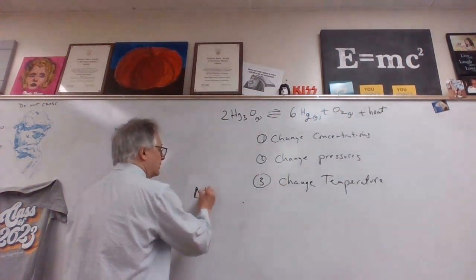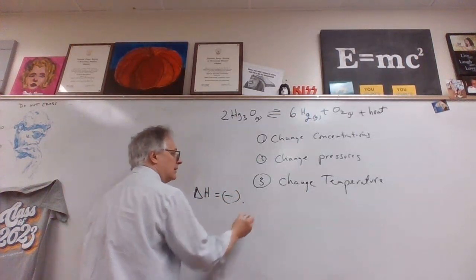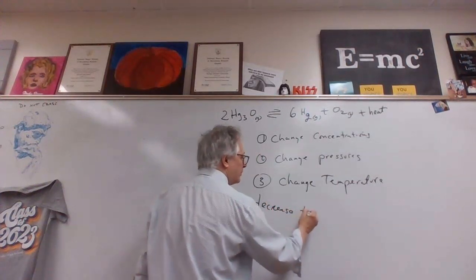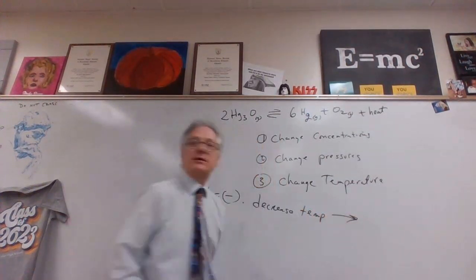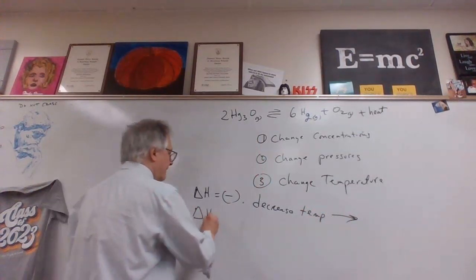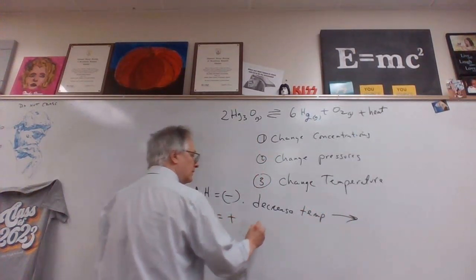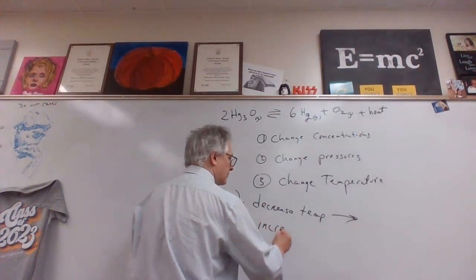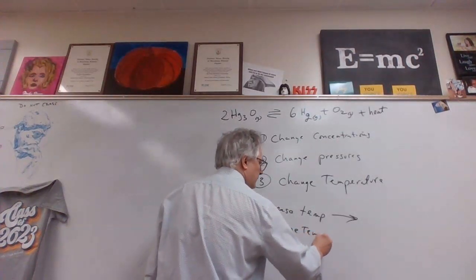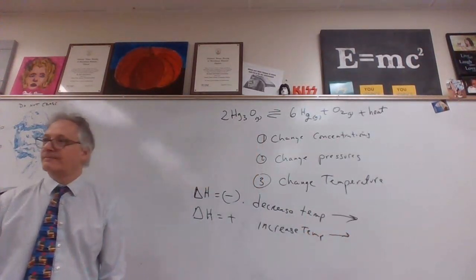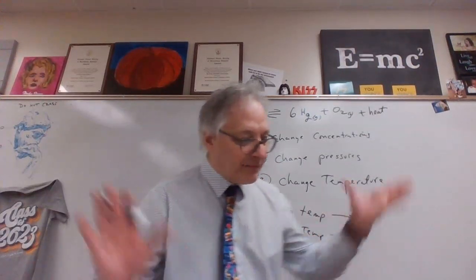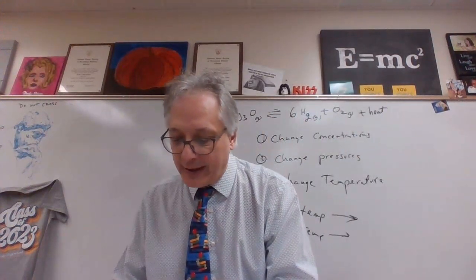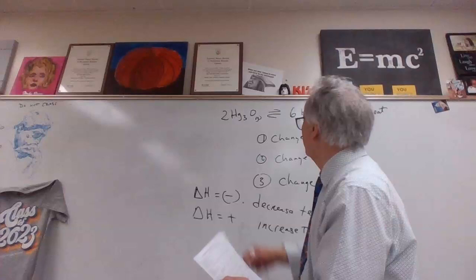So if delta H is negative and you decrease temp, it's going to move toward the products. If delta H is positive and you increase temp, it'll move toward the products. That's everything you need to know about Le Chatelier's principle. Let's take a look at number 3 since I started doing it here. And they ask you different questions about number 3, this reaction here.